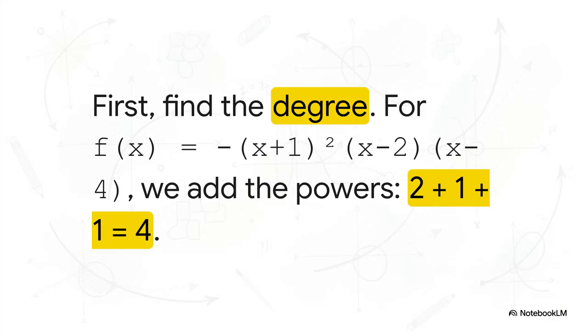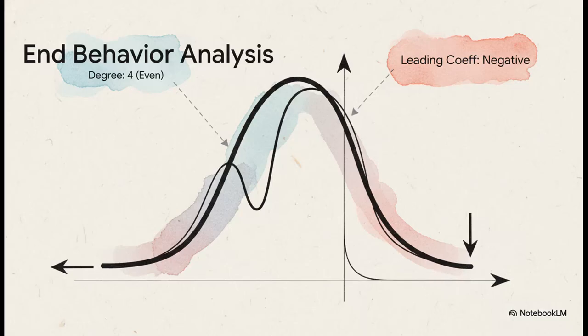First, end behavior. For that, we need the degree and the leading coefficient. Now, to find the degree when a polynomial is all factored out like this, you just have to add up the exponents on each factor. So we've got a power of 2, a power of 1, and another power of 1. You add those up, 2 plus 1 plus 1, and you get a degree of 4. So a degree of 4 is an even number.